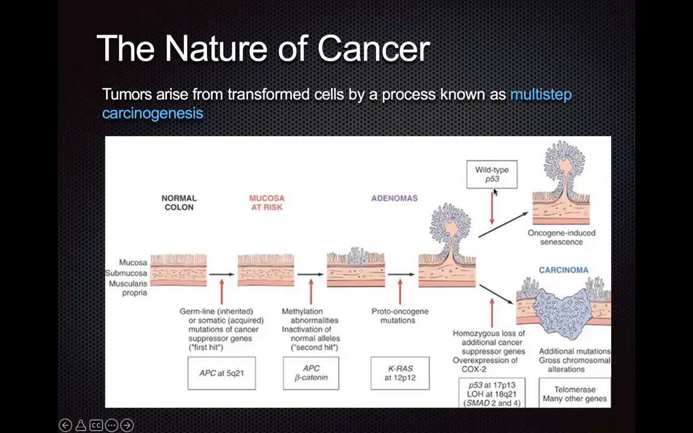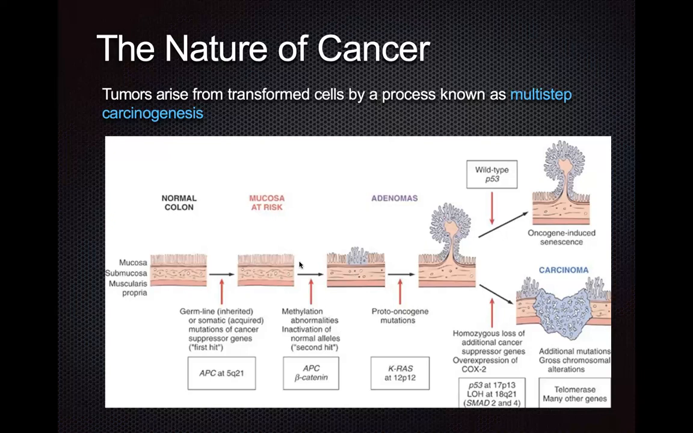The first one is the wild-type P53, which will lead to oncogene-induced senescence, and the last one is carcinoma, which leads to homozygous loss of additional cancer suppressor genes and overexpression of COX2, leading to additional mutations and gross chromosomal alterations involving telomerase and many other genes.